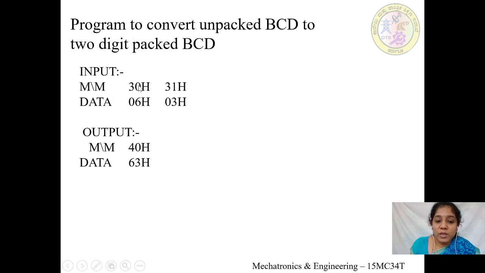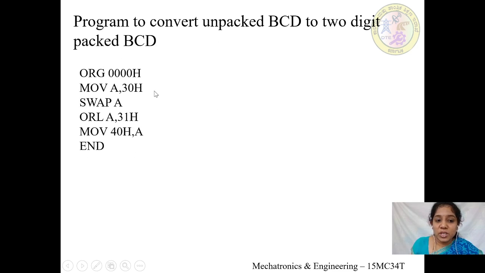I am assuming that I provide the two unpacked BCD numbers at memory locations 30H and 31H, and I have to convert them into a packed BCD digit. I am expecting my result, the packed data, at memory location 40H. So this is my requirement.